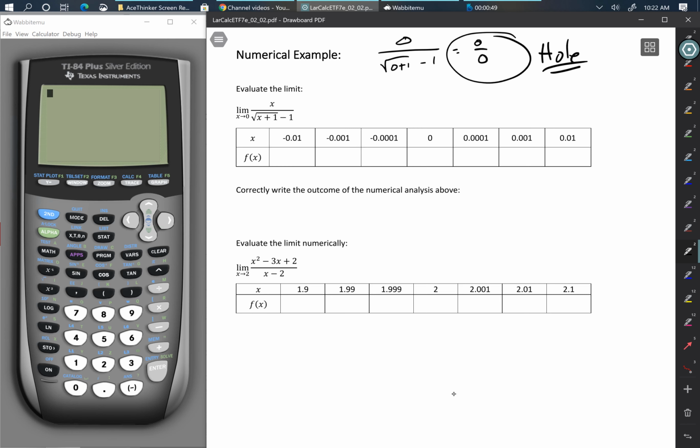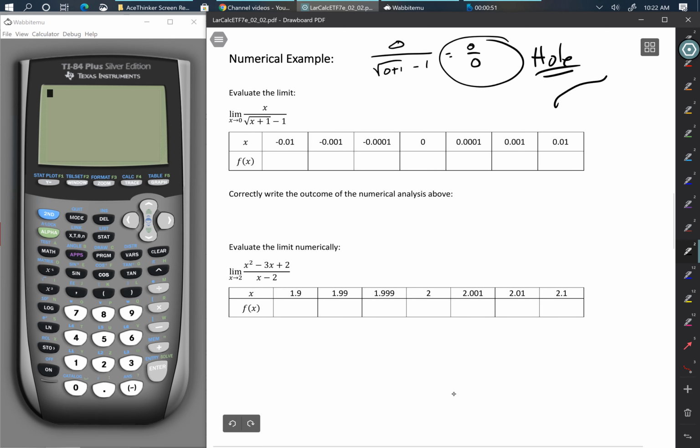But it's a good thing because if there's a hole in the graph, that means it looks like this. And if there's a hole in the graph, that means that the left side and the right side are going to approach the same value. So although it makes it more work, I like when I see 0 divided by 0 because it tells me what to do. It gives me a way to make this work.